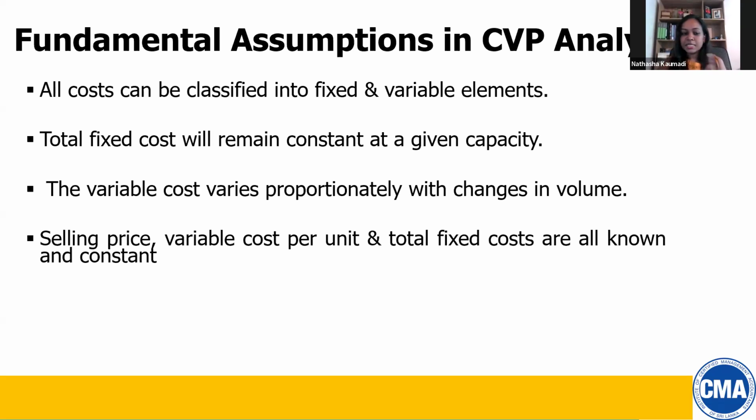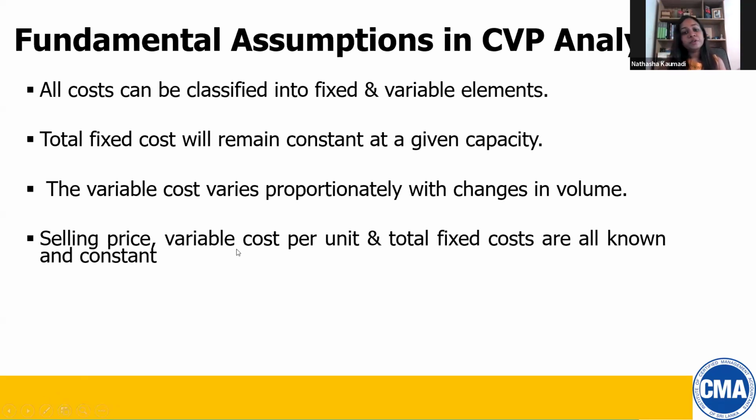Next one. Selling price, variable cost per unit, and total fixed cost are all known and constant. So look at this selling price. Selling price is known. Selling price is very clear and we know the organization knows the selling price. And then it is constant. Selling price doesn't change. So will there be price revisions in the short run? We assume no. There will be no price revisions. Selling price would be fixed and it is the same for the whole short run period. So that is the other assumption.